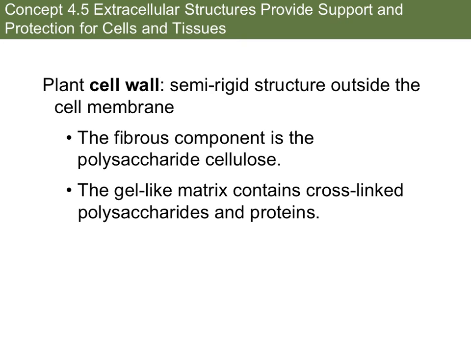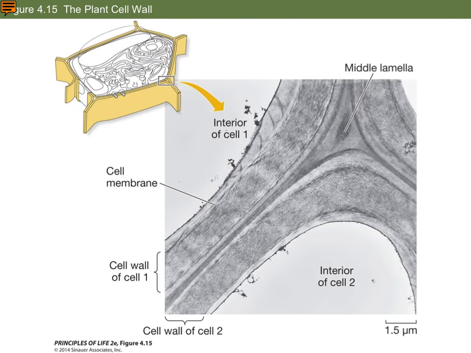In plants, the cell wall is a semi-rigid structure outside of the membrane. The fibrous component is the polysaccharide cellulose, which is made of beta-glucoses. The gel-like matrix contains cross-linked polysaccharides and proteins. So here's a micrograph or a picture of the cell wall. You can see the membrane right along this darkened edge here, and then you can see the cell wall is a separate component.